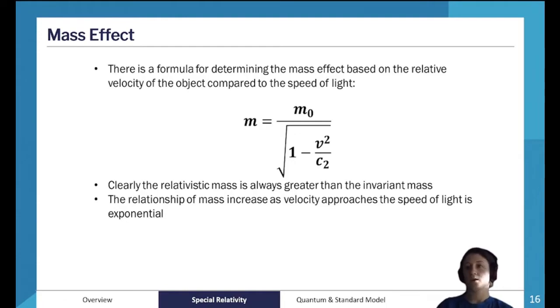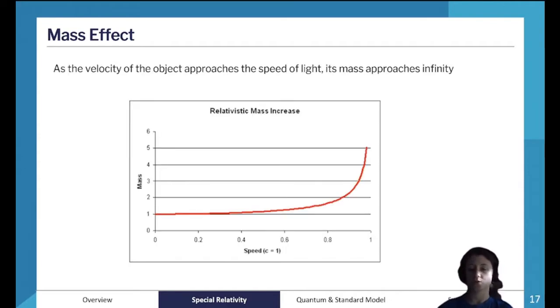Alright, this is the formula that you need to be aware of for determining the mass effect, and this one is in your formula sheet. So as you can see, the relativistic mass is always greater than the invariant mass, which is what I said before. And the relationship of mass increases as velocity approaches the speed of light is exponential. So it's not linear like Newton predicted, it's exponential. And I'll show you guys what that looks like.